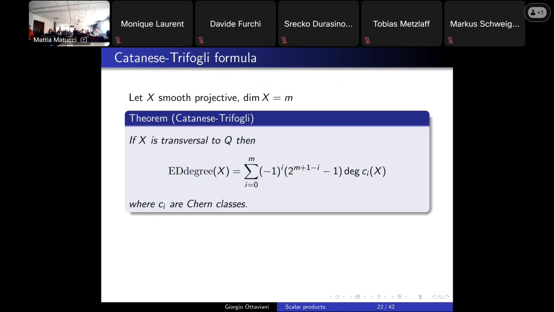The formula depends only on Chern classes. Circle, parabola and ellipse have the same Chern classes, but the transversality is true only for the ellipse. And then this nice formula computes the ED degree. You see there is an alternating sum with an exponential, and the proof is obtained by vector bundle techniques.